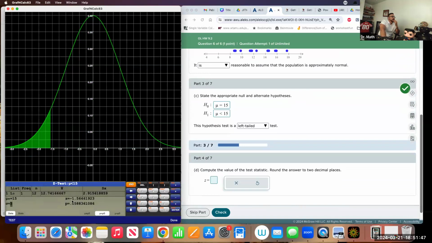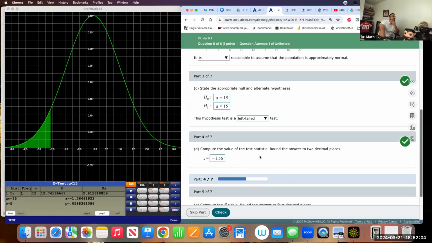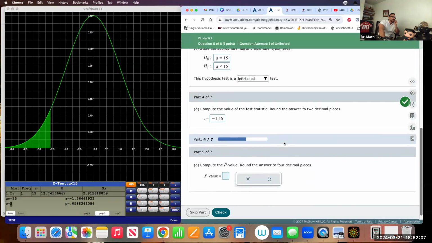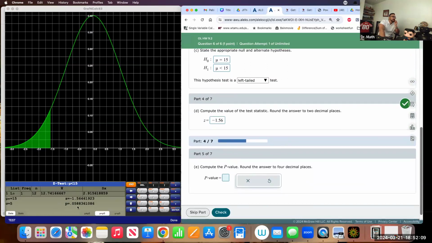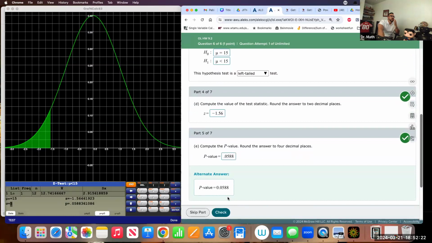And so notice there's my test statistic right here. Negative, because it's less than, 1.56. And it wants us to round to 2 decimal places. So there's our test statistic. The p-value is also given here right below. So our p-value is 0.0588 and wants you to round to 4 decimal places. So there it is.